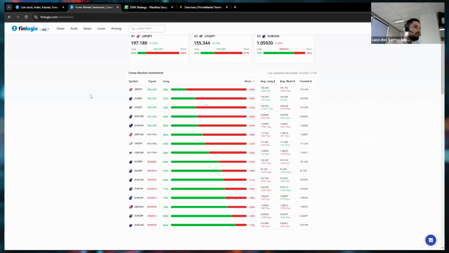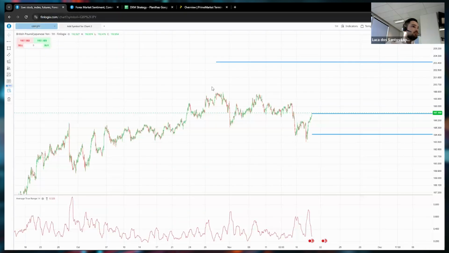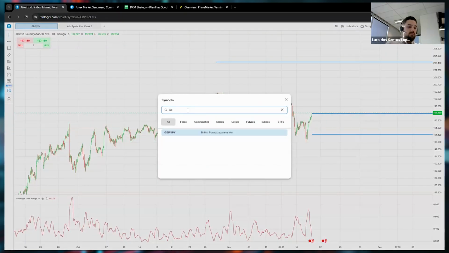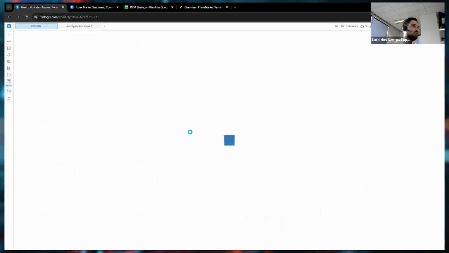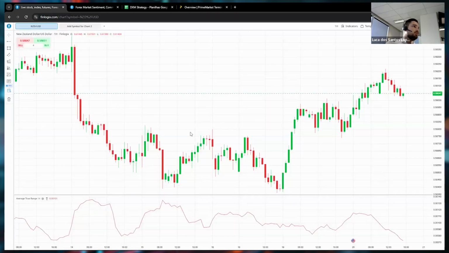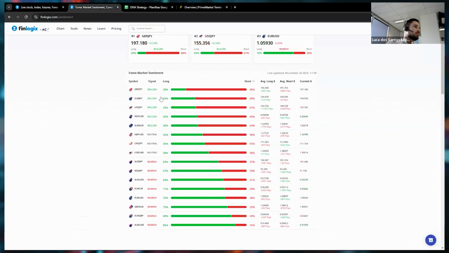Let's move on. Let's go for the next one. Euro JPY. As we have exposure on JPY already, we're not going to be looking at JPY pairs anymore. Maybe New Zealand dollar. But let's have a look at New Zealand dollar. NZDUSD. NZDUSD saying long to us, isn't it?